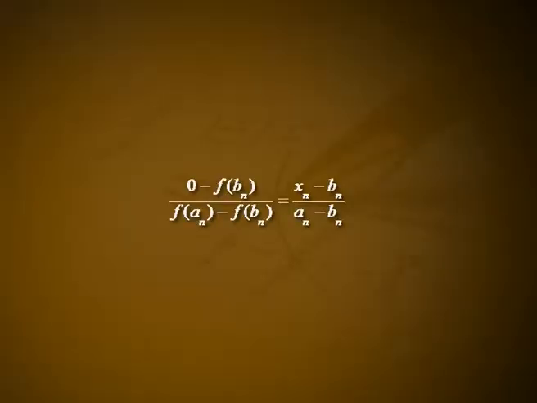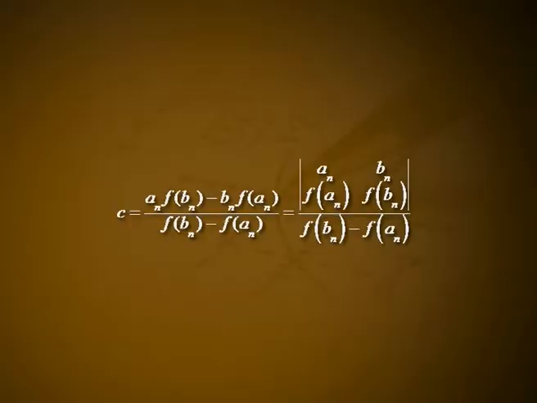The point at which the chord touches the x-axis is (xn, 0), and substituting this value in 1, we get the following: 0 minus f of bn divided by f of an minus f of bn equals xn minus bn divided by an minus bn. This reduces to the following: c equals an into f of bn minus bn into f of an divided by f of bn minus f of an, that is equal to determinant an bn f of an f of bn divided by f of bn minus f of an. This gives a first approximation to the root. If f of c equals 0, c is the actual root. Otherwise, we continue our work until an approximate root of the desired accuracy is obtained.